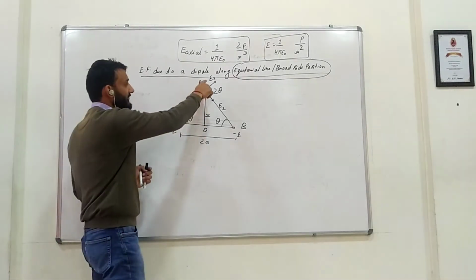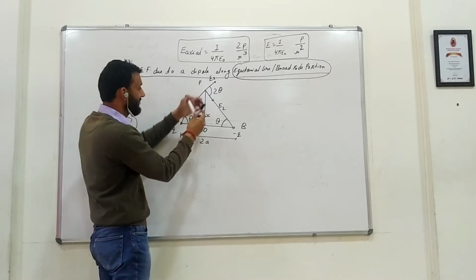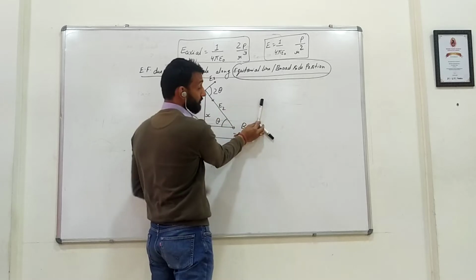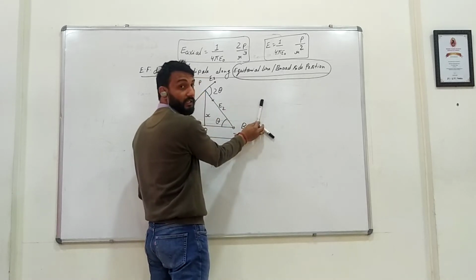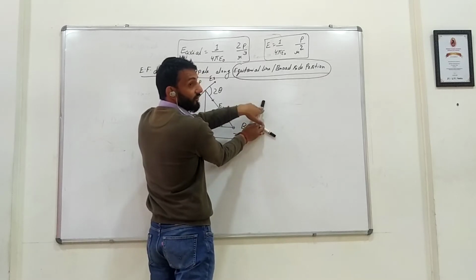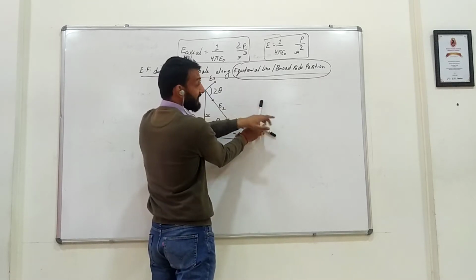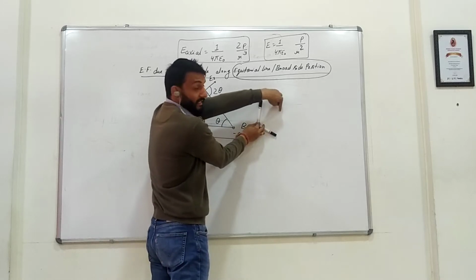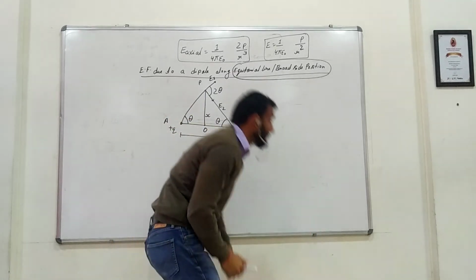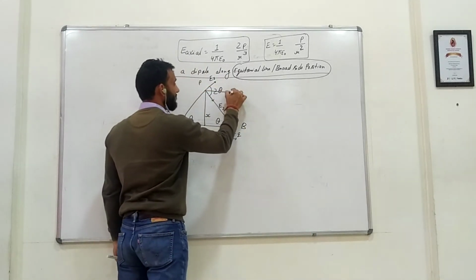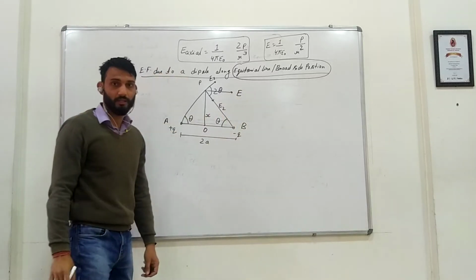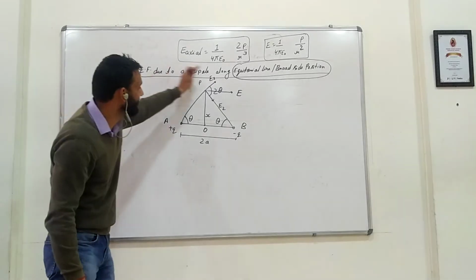Now we know that this E1 is a vector, E2 is a vector, and they are inclined like this at an angle of 2 theta. So using the parallelogram law of vectors, if two vectors are represented by the two adjacent sides of a parallelogram, then the resultant will be given by the diagonal. So this resultant will be given by this, and let me call this resultant as E. Alright. So this is the labeled diagram.